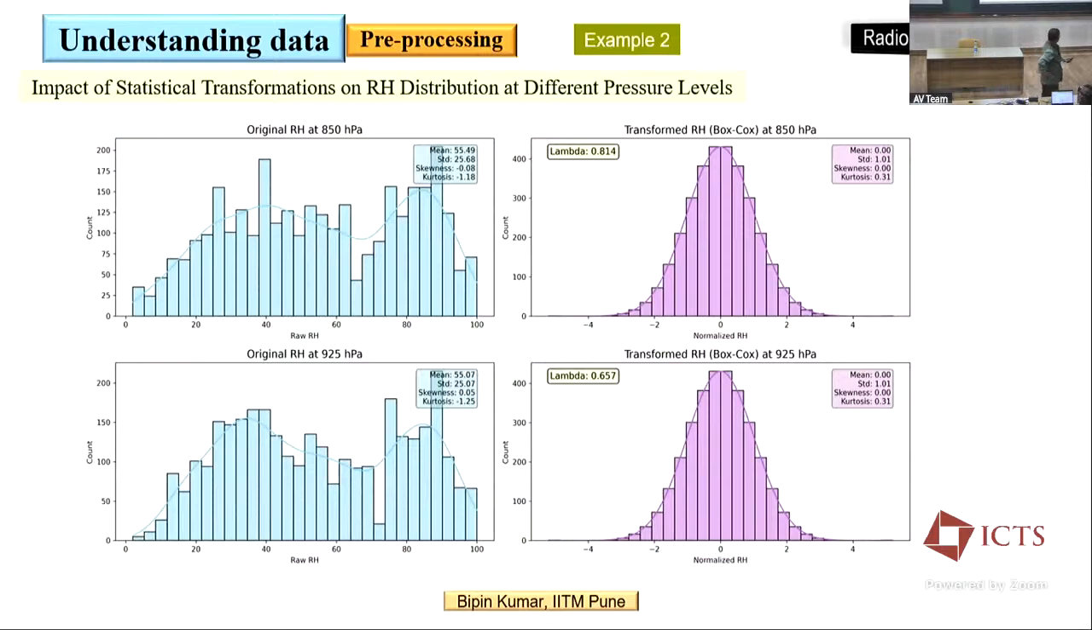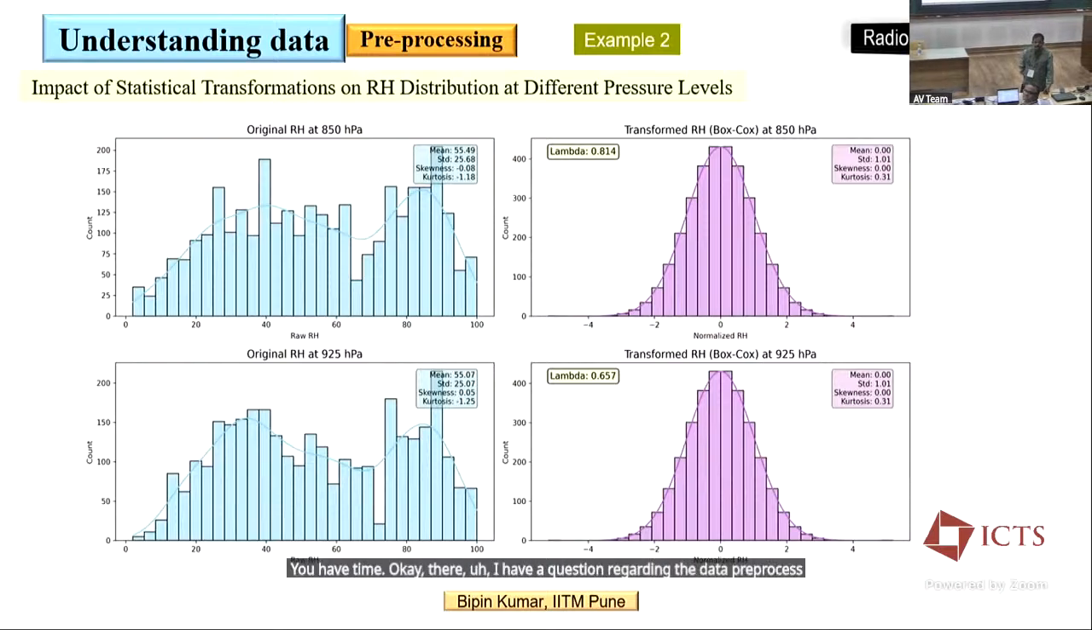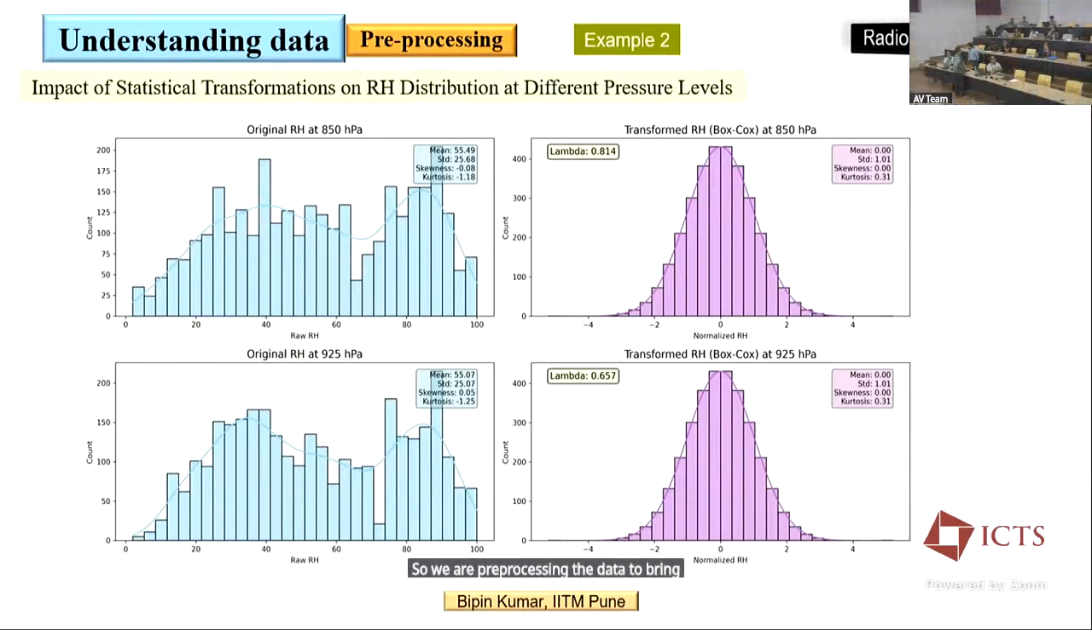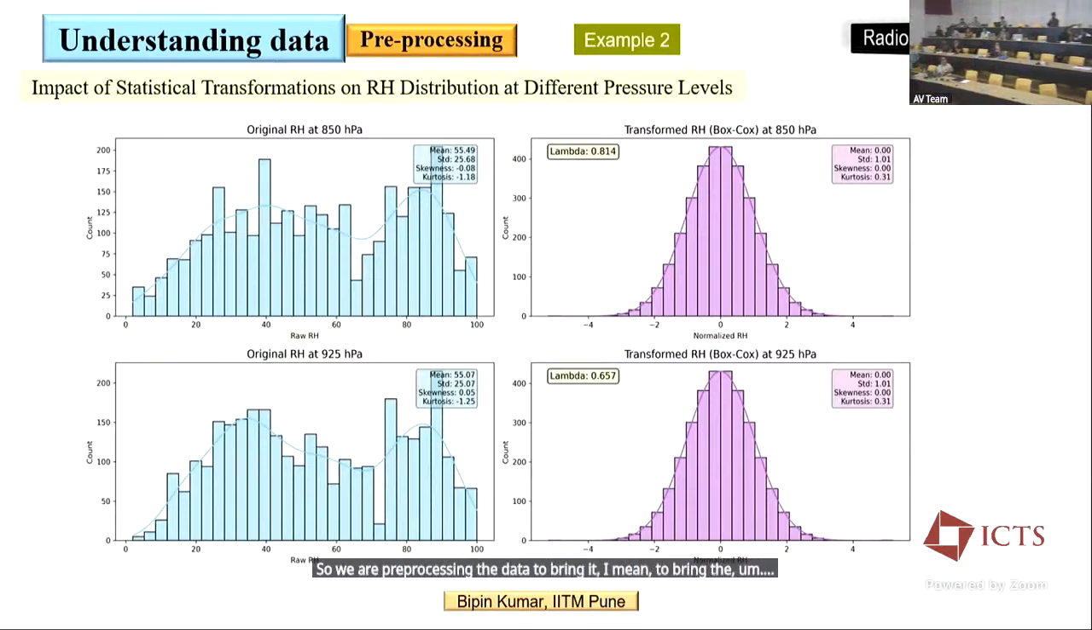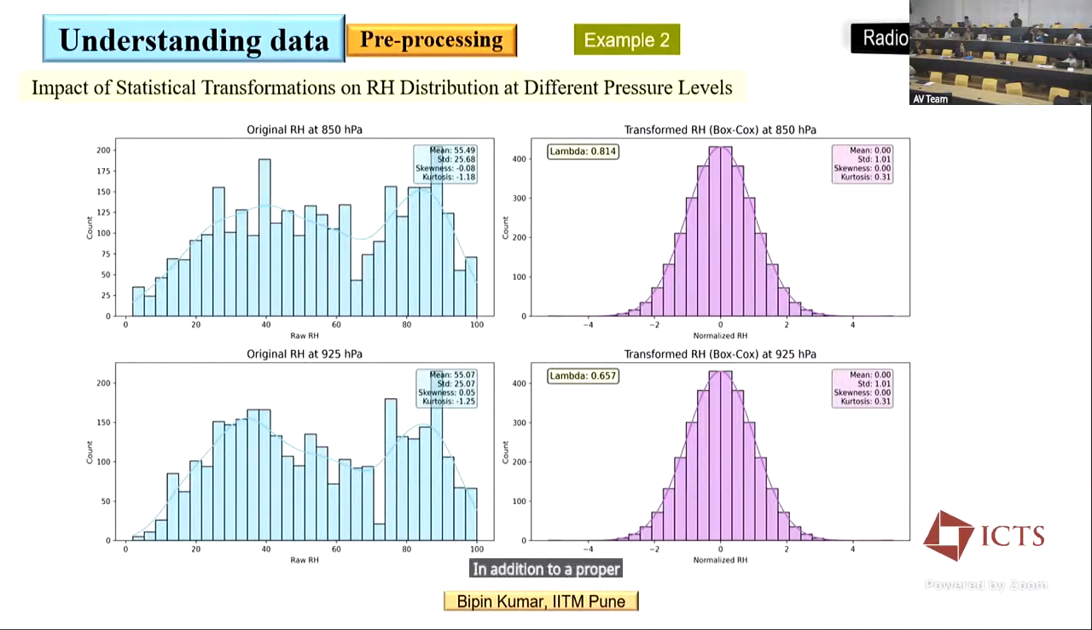Wait, we have time. Okay. Sir, I have a question regarding data pre-processing. Yes. We are pre-processing the data to bring the distribution to a proper shape, and the convergence will be faster. That's the reason we say so.